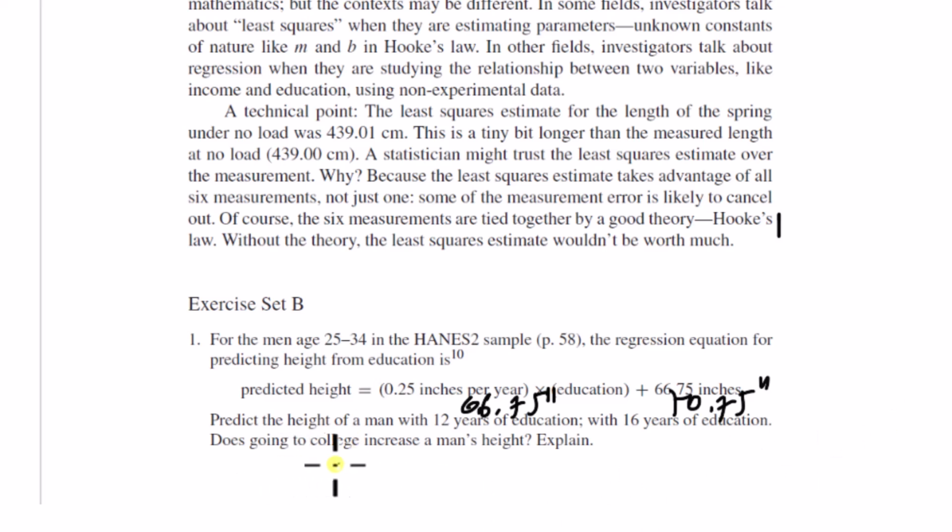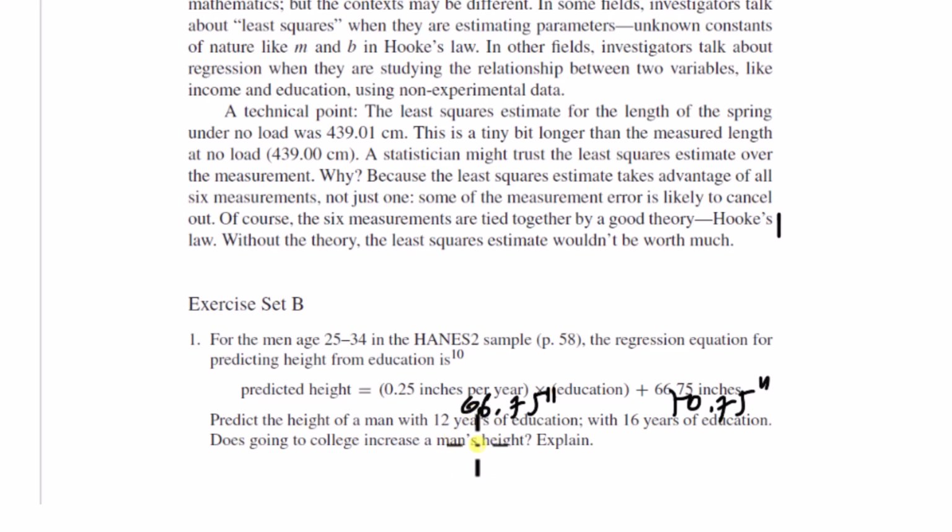Okay, does going to college increase a man's height? Explain. Well, no. Obviously, no. We've talked about this, that association and causation are two different things. You can have an association, a legitimate association, with the corresponding causation being completely ridiculous. You can absolutely have that. You can find an association between anything, right? But why is there an association here? Where is this association coming from?